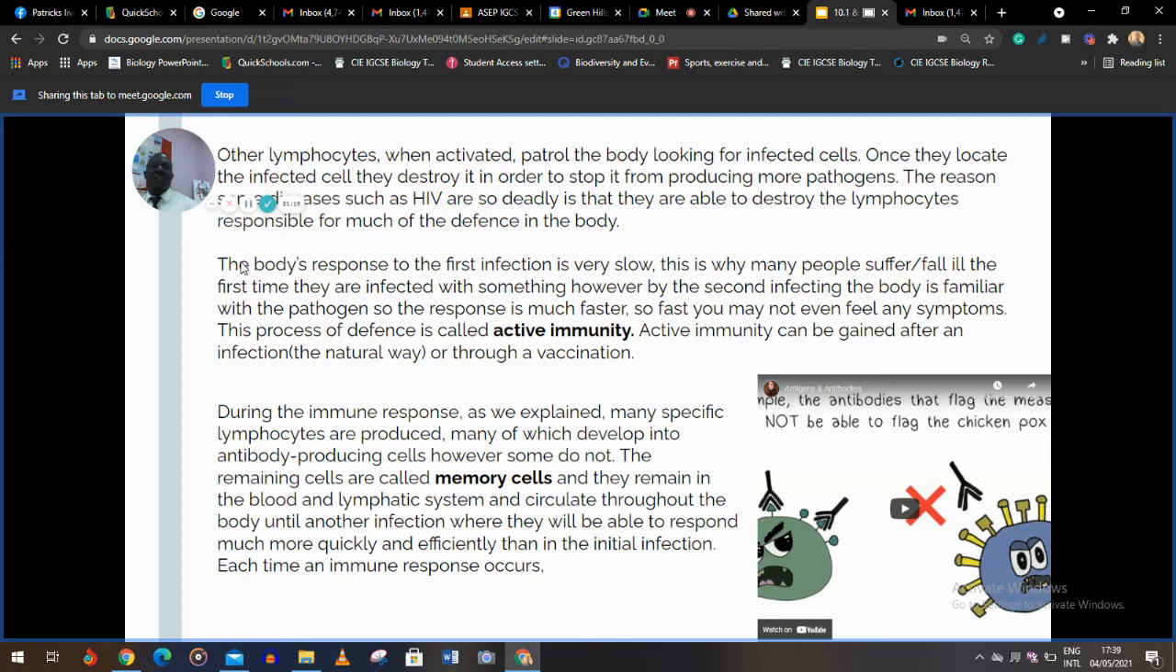Active immunity can be gained after infection, that is the natural way, or through a vaccination. So this gives us the other aspect of immunity called active immunity, whereby you suffer from a disease. When you suffer from a disease, the body is able to produce antibodies to fight against that disease and also produce the memory cells. So the next time you get this disease, the memory cells are already there. This is what we call active immunity.